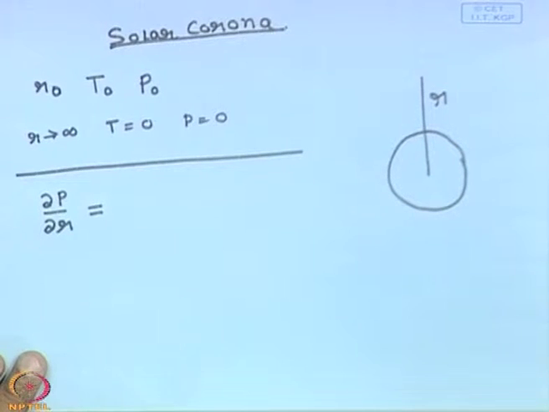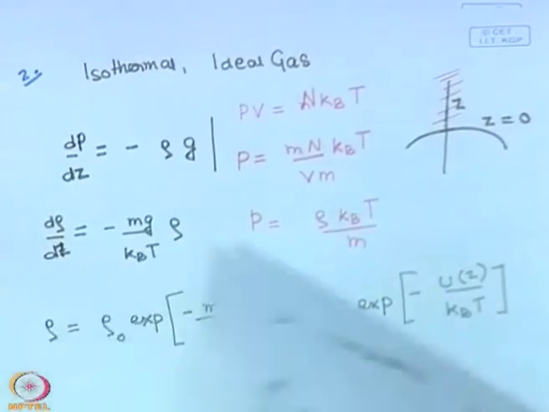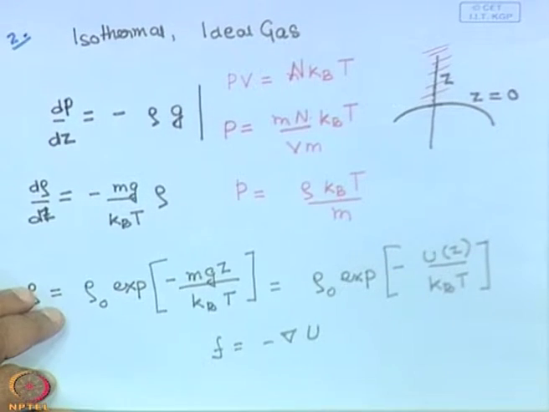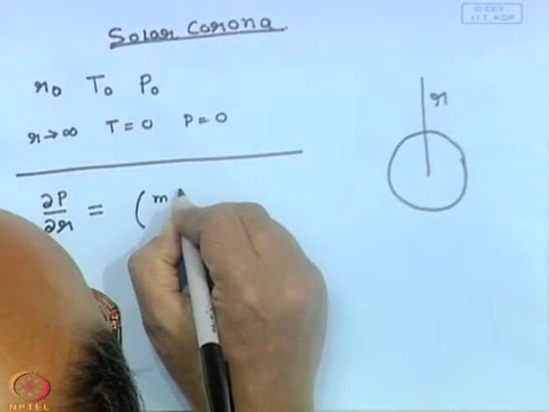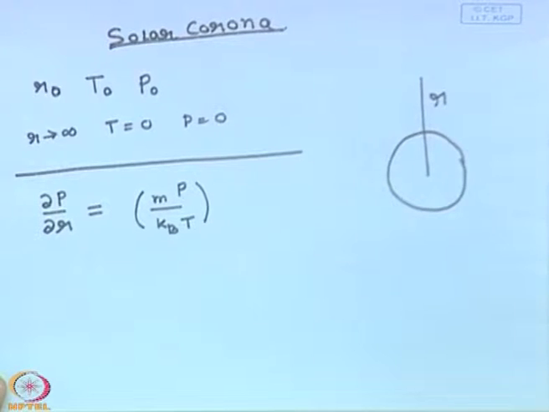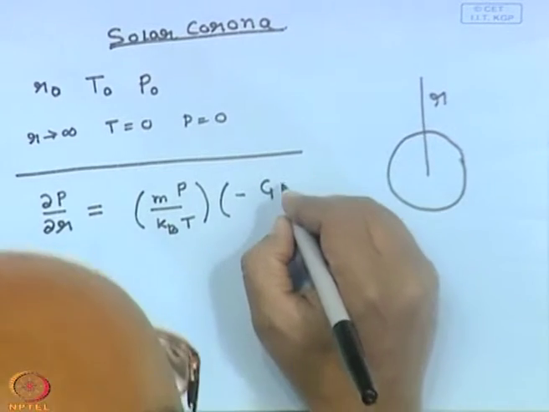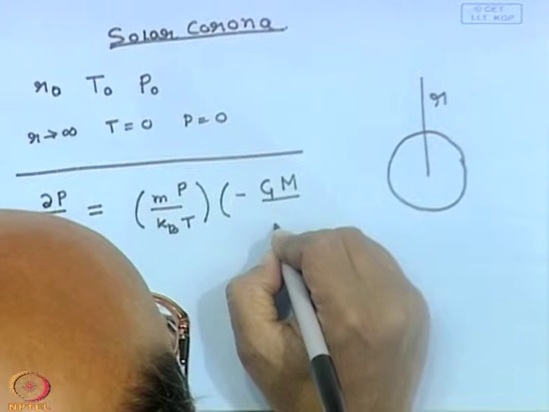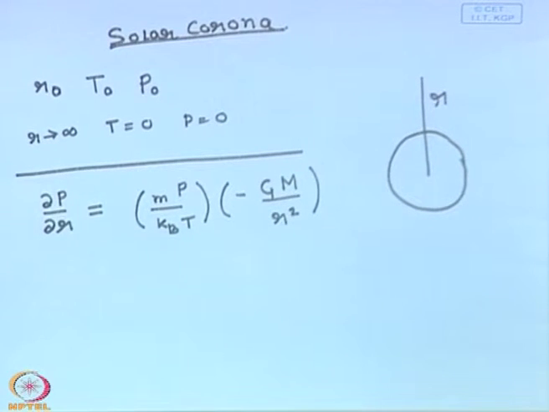Now, let us write rho in terms of the pressure. We have worked it out in the last example. So, rho will be m_p P by k_B T, that is the mass of the particles times P by k_B T. And then we have the gravitational force. The gravitational force is minus G M by r squared. So that is the first equation.